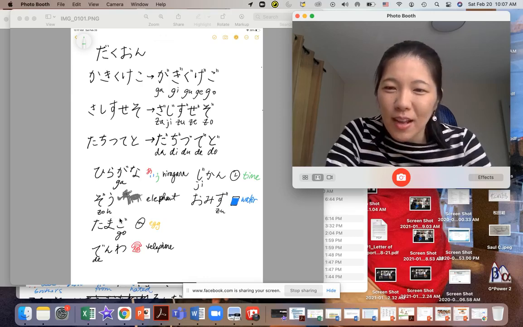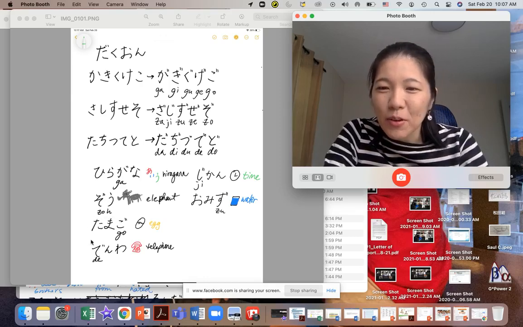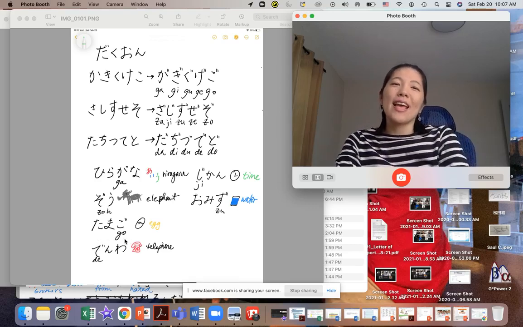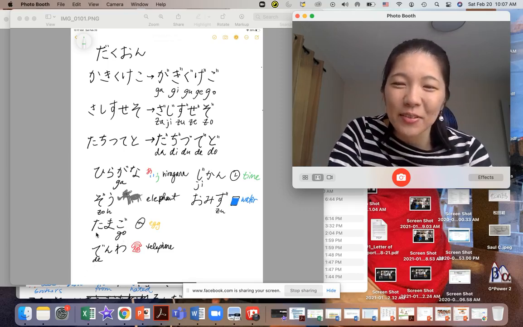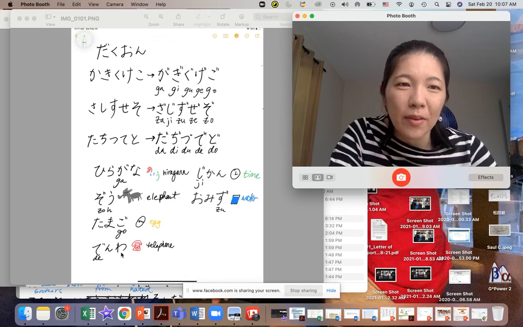So zo is that elephant word, right? And the next one is tamago. Tamago is an egg. Like we looked at it in lesson 5, right? As one of the food items. Tamago. So go is the one with the two little commas.